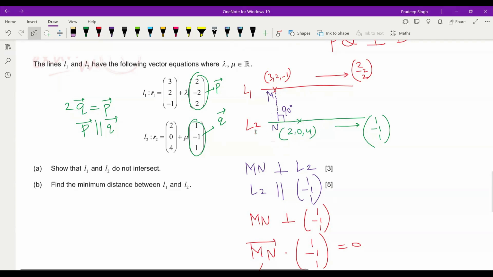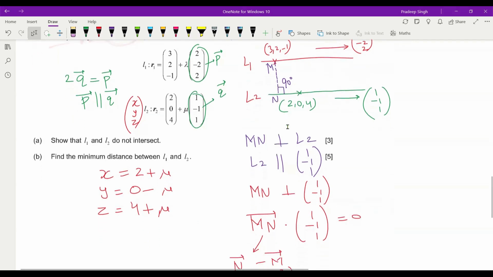So how do we find the coordinates of N? Look at the vector equation for line L2. Let's say r2, let's equate that to x, y, and z. If I equate the x coordinate, x will come out as 2 plus mu into 1, so x will be 2 plus mu. The y coordinate will be 0 plus mu into minus 1. And finally, the z coordinate will be 4 plus mu into 1, which simplifies to 4 plus mu. So these are the coordinates of any random point which is lying on L2, and that's the coordinate for point N.